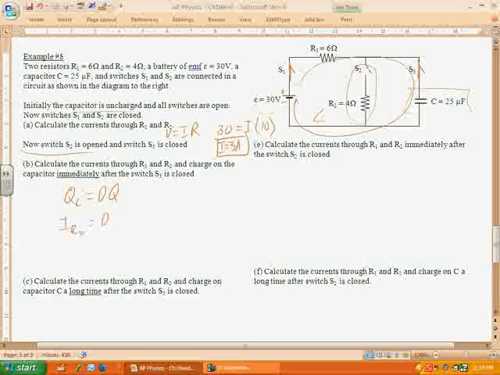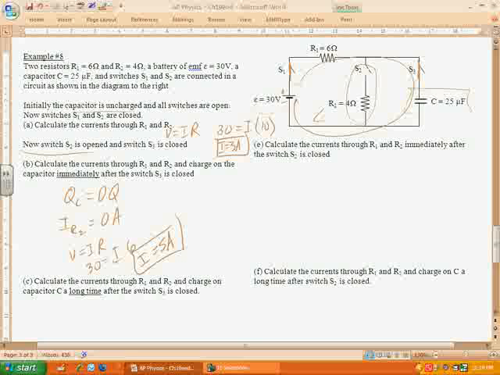Calculate the currents through R1 and R2 and charge on capacitor C a long time after the switch is closed. So the switch has been closed, the electrons have been going, and we charge up the capacitor. So eventually the capacitor is charged up until it's 30 volts. If it doesn't have a potential difference of 30 volts, the electrons are going to keep going and going and going until a long time later, it's charged up with a potential difference of 30 volts.